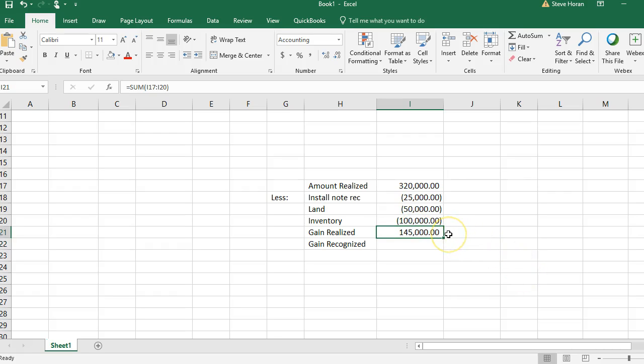So there's a gain because we contributed basis of these three items of 175 in exchange for fair market value of 320. And so the gain realized is the difference, which is 145. Gain realized. That's not the same as gain recognized. Gain recognized is a grand total of nothing, 0. So I typed in a 0 right there, because that's what matters on the tax return. There's no gain recognized. Okay, it's not a taxable event.